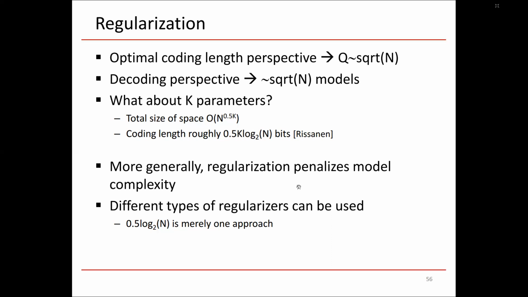More generally, we can think about in MDL comparing between different models that have different numbers of parameters, and we're going to want to regularize or penalize by the complexity implied by these parameters. So basically, for each parameter, you need to penalize by half log n bits. Different types of regularizers can be used. One of these is the half log n. It's only one approach. You can read about it later. So that completes the triple of modules 7a, 7b, and 7c.